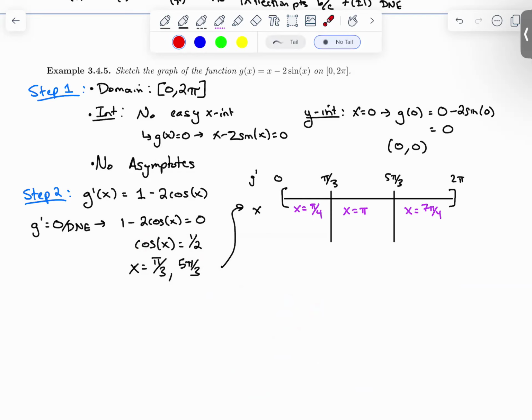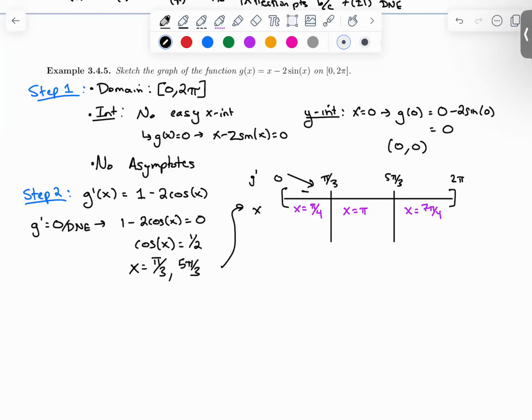But so plug in pi over 4. Cosine of pi over 4 is square root 2 over 2. So this is really going to be 1 minus square root 2, but you can plug it in and you'll find that it is negative there. So the function is decreasing in there.